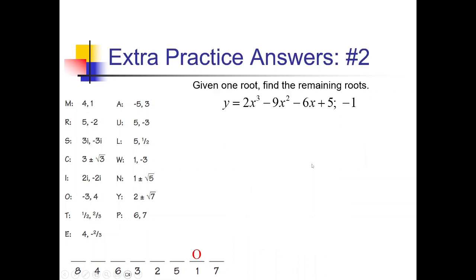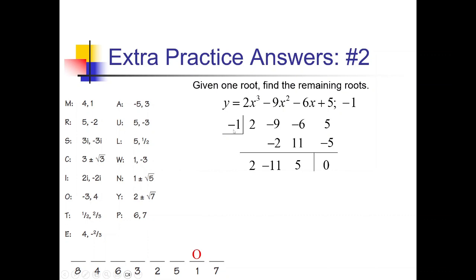So here we go now with problem number 2. We'll start it the same way as number 1, synthetic division using negative 1 as our box number. So my coefficients, we've got 2, negative 9, negative 6, positive 5, box number of negative 1. Bring down the 2. We have negative 1 times 2 is negative 2, plus negative 9 is negative 11. Times negative 1 is going to be 11, plus negative 6 is 5, times negative 1 is negative 5, and then that adds up predictably to 0.